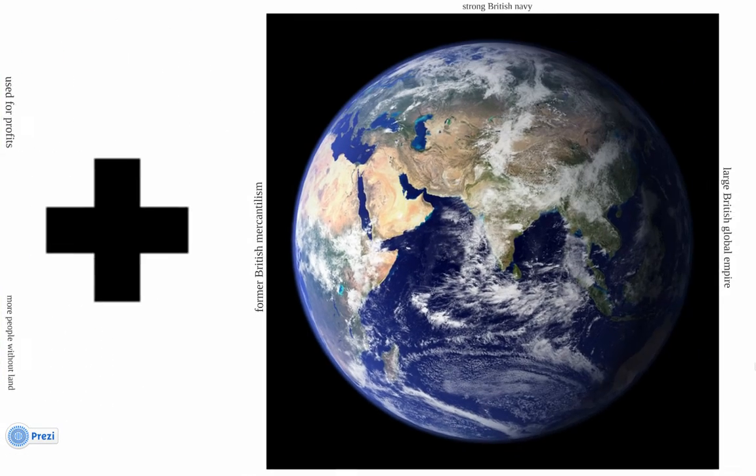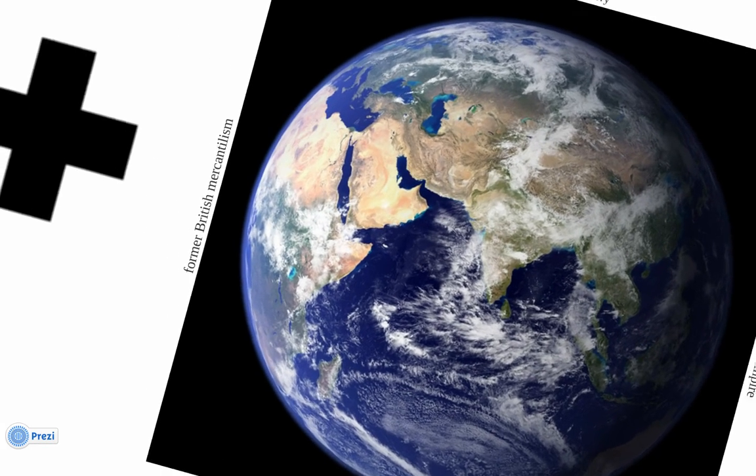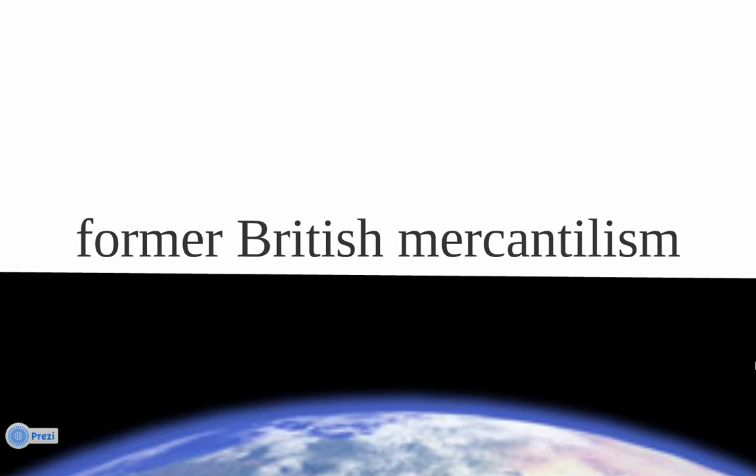To this, you add a huge global empire. Britain had a system of economy called mercantilism. And one of the aspects of mercantilism is that they go out and they get colonies. They get colonies all over the place. This was something that Spain had been doing, Portugal had been doing, France had been doing, the Netherlands had been doing. A lot of these competitor European countries were doing.